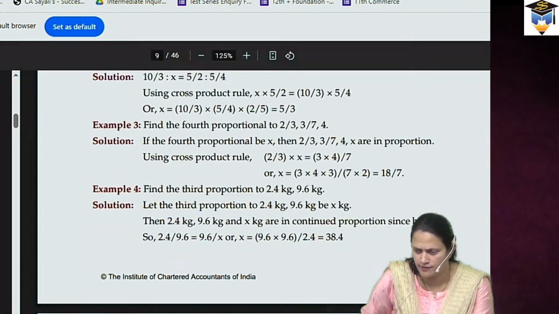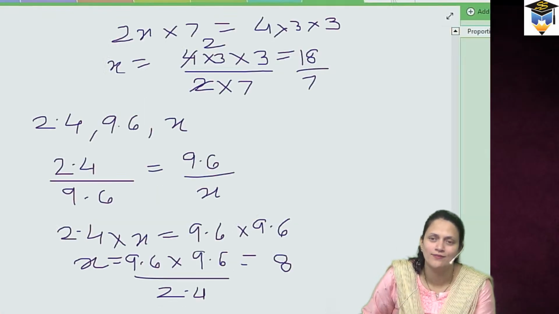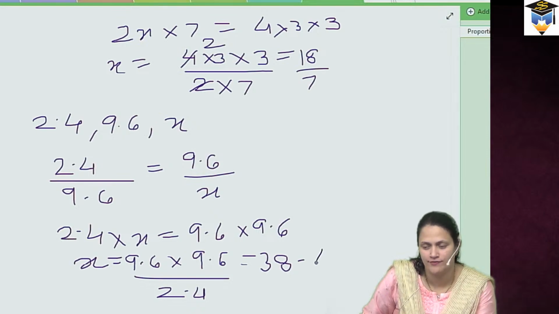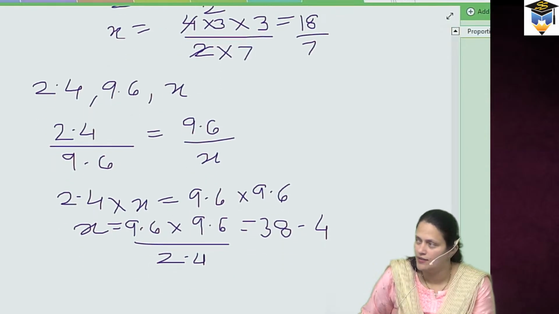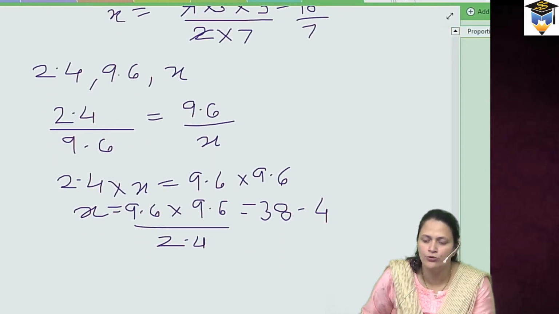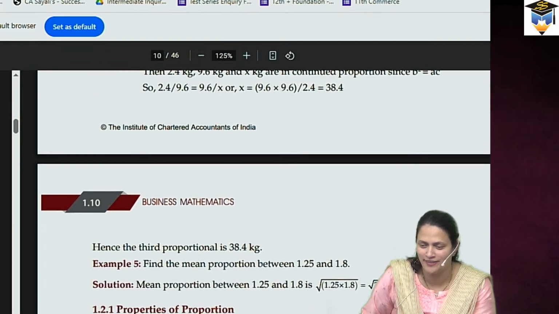Let us check. It is 9.6 into 9.6 upon 2.4, right? Okay, so answer is 38.4. Calculate it correctly on the calculator, okay? Luckily, they have allowed you to use calculator. So make the best use of it.